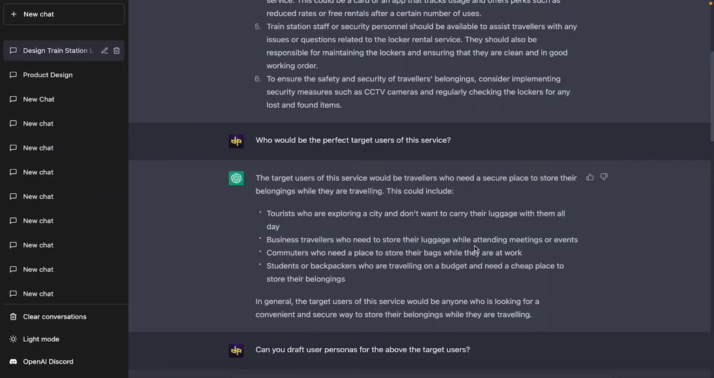Business travelers who need to store their luggage while attending meetings or events, all right? Commuters who need a place to store their luggage while they are at work. This is very similar to the tourists or business travelers, right? Students or backpackers who are traveling on a budget and need a cheap place to store their belongings, right? So it's given us 4 examples, right? But in essence, for me, they just look like 1 or 2 core examples.